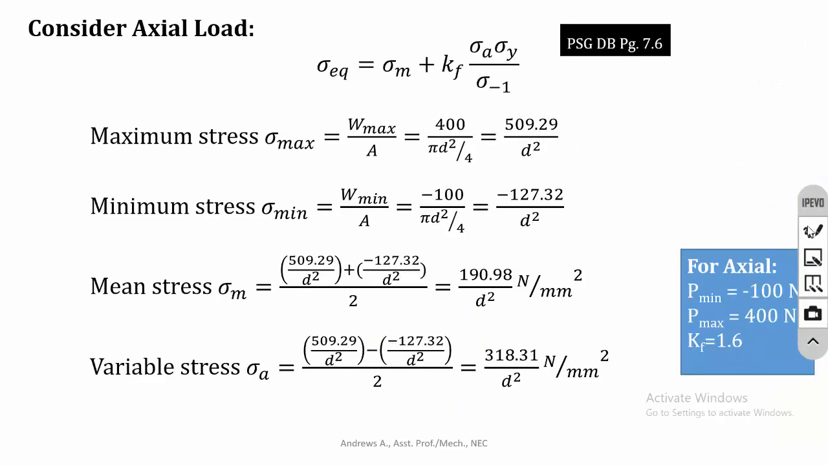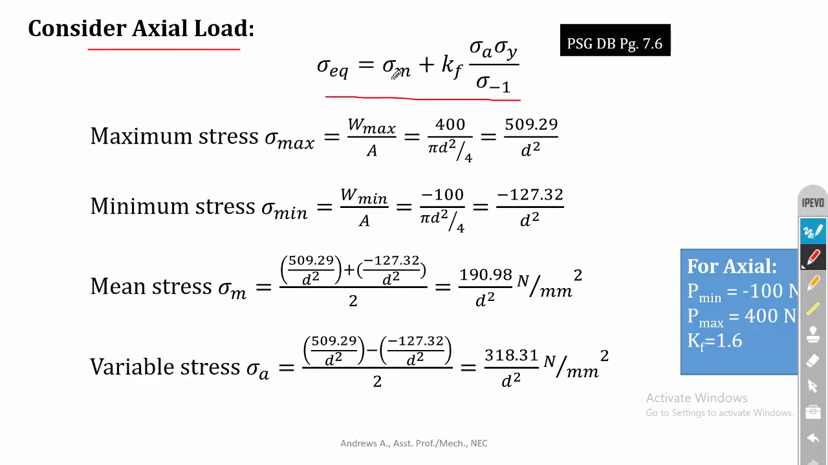Now consider the axial load. Use the same equation, sigma equivalent is equal to sigma m plus Kf sigma a sigma y divided by sigma minus 1. Here also sigma m we have to calculate, Kf is given, sigma a we have to calculate, sigma y is given, and the endurance limit stress is also given. So we'll calculate the maximum and minimum stress. Since it is axial load, the formula for stress is W divided by A, load divided by area.